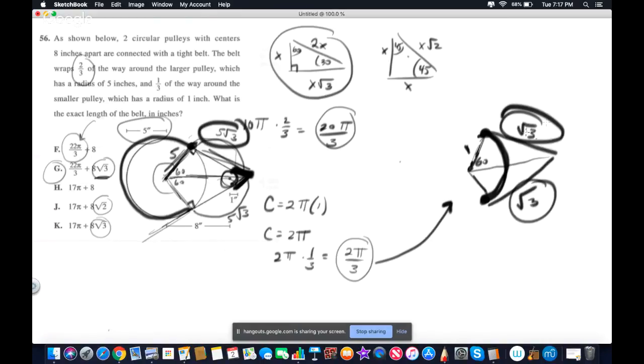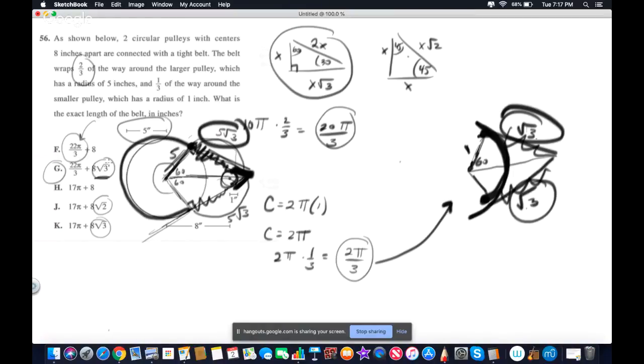We don't need these because we're not adding those. We're looking for where this belt wraps around, and the belt wraps around like this. It doesn't include this stuff. So we had 10 root 3s, but we're subtracting a root 3 from each of our side lengths. So these side lengths, the pieces that we cared about from here to here, were 4 root 3.